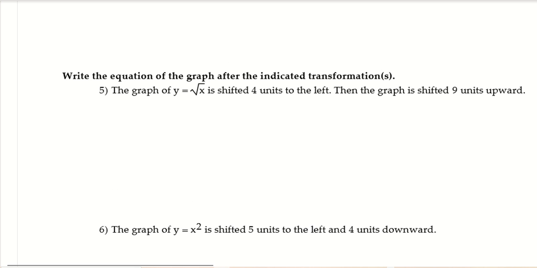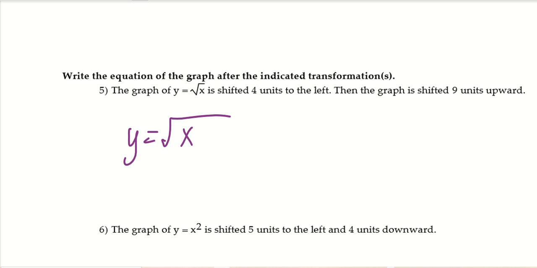All right, the graph of y equals the square root of x is shifted 4 units to the left. Then the graph is shifted 9 units upward. What would my equation look like? So y equals the square root of x plus 4 underneath the radical, plus 9 outside of the radical. That's right.